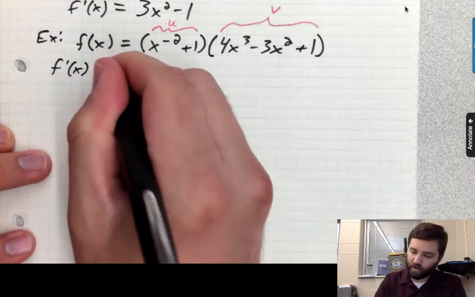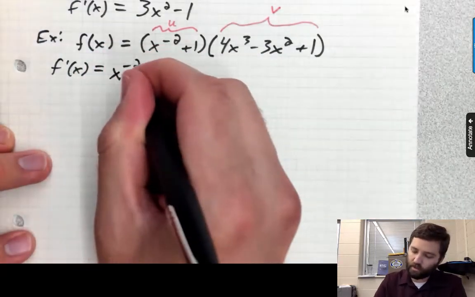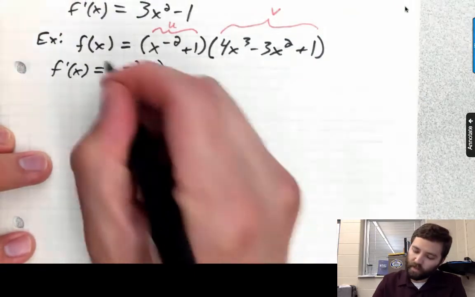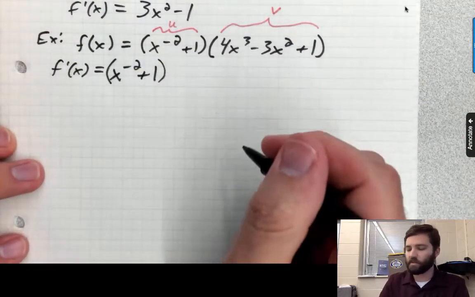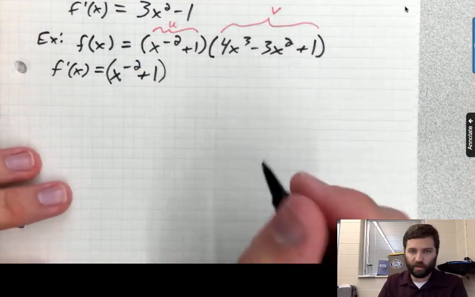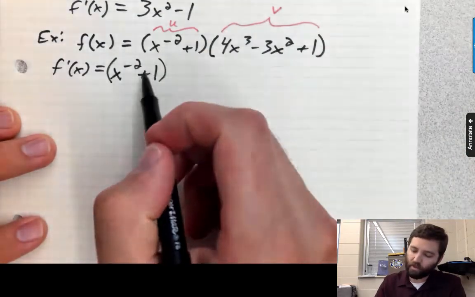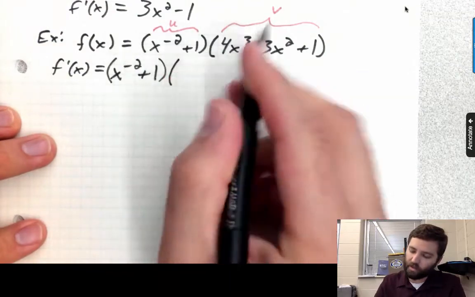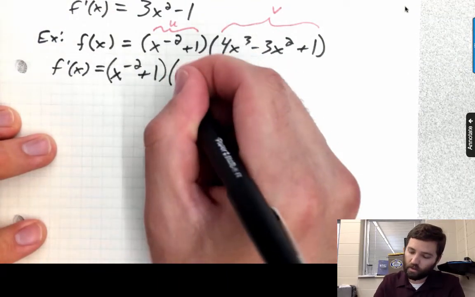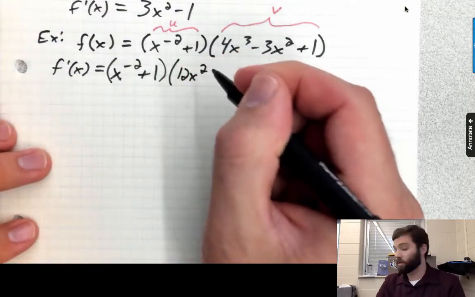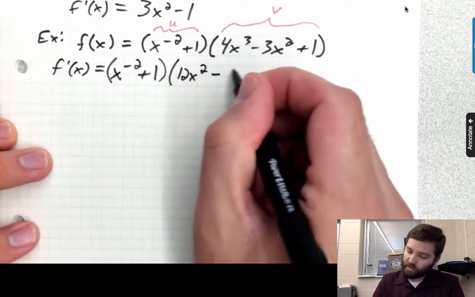And the derivative goes like this. First, so x to the negative 2 plus 1, times the derivative of the second. And with this, you've got to be really careful with your parentheses, obviously, because it's really easy to make a mistake as you go along here. So first times derivative of the second. So this would be 12x squared minus 6x.